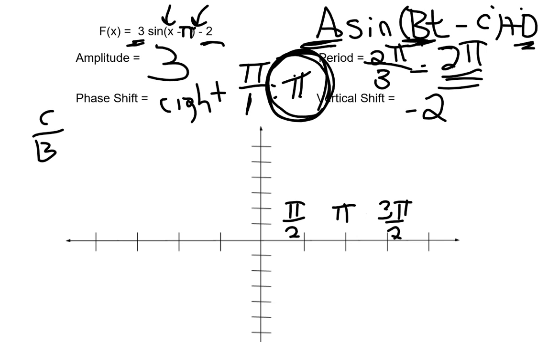3 pi over 2, 2 pi, that should give us enough room. We've got our 0 location, negative pi over 2, negative pi, negative 3 pi over 2, and negative 2 pi. Okay, I'll use a different color. Hopefully it doesn't get too ugly.